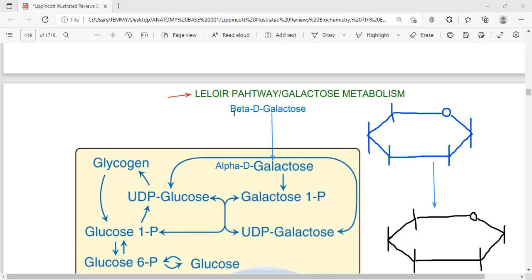In the Leloir pathway, we usually start with beta D galactose. I know you have forgotten the beta and alpha configuration and the D and L configuration, so I might remind you. Let's assume this drawing will be for beta D galactose. First, this carbon here is carbon number one, this is number two, number three here, number four here, number five here, and number six here. Let me start by drawing carbon number six.